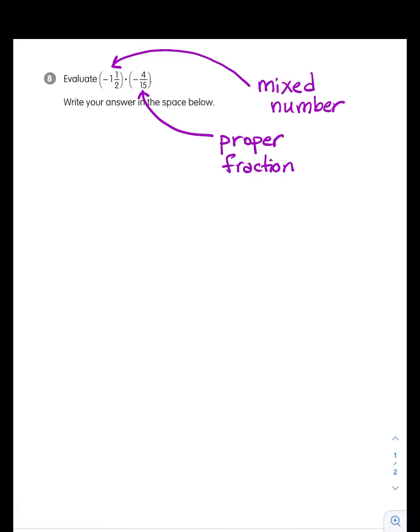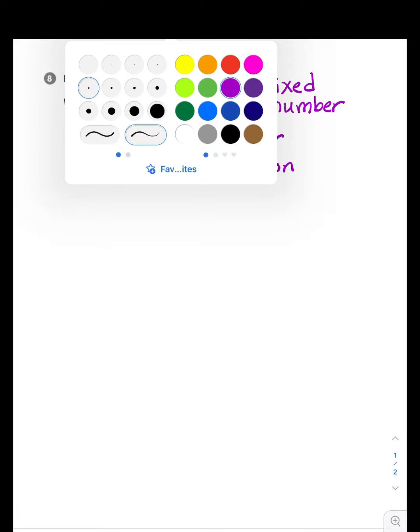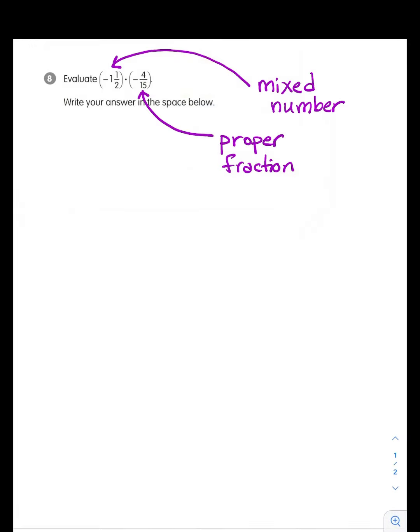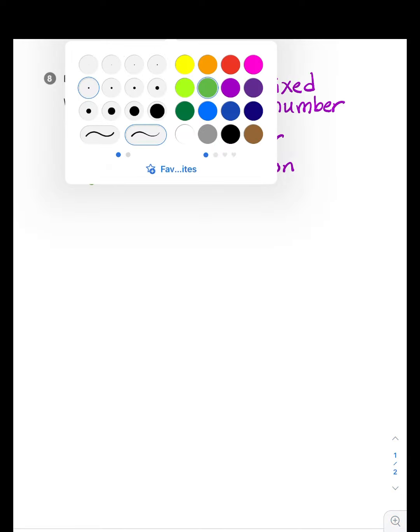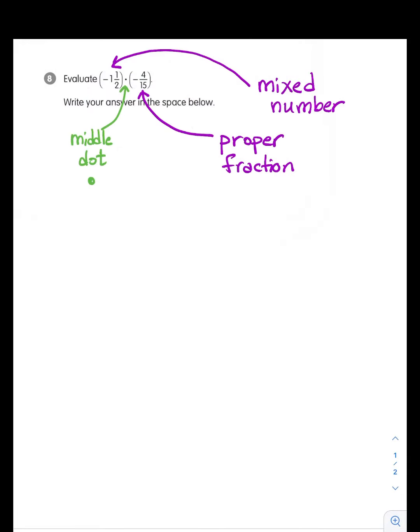Okay, and we are evaluating the product. Now, how do we know it's a product? Because there is the middle dot. This right here, this is the middle dot, and that is multiplication. Okay, so remember, Dr. K says it's always easier to deal with improper fractions. So let's go ahead and write everything as an improper fraction.